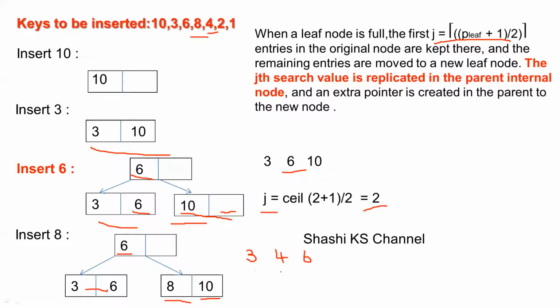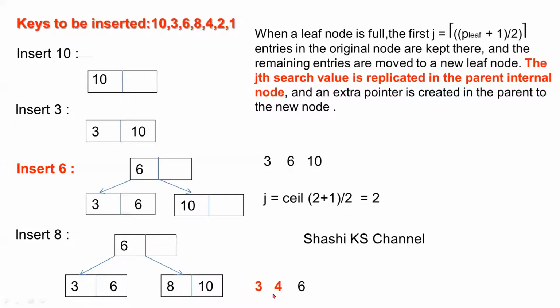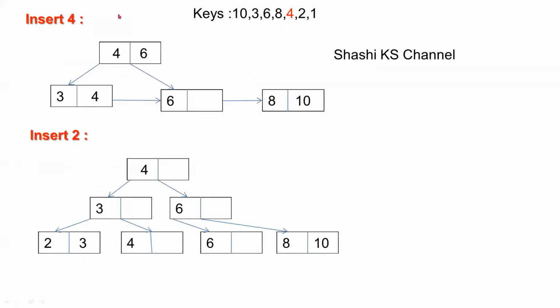So according to our formula which we have just calculated, the first two entries, that is 3 and 4, have to be kept in the original node, and 6 has to be moved to the new node, and the second entry, which is 4, has to be replicated in the parent node. So accordingly, it is being inserted here. 4 has been replicated in the parent node. Previously, we had only 6 in the parent node. Now 4 has been replicated in the parent node here. Now 4 has been inserted.